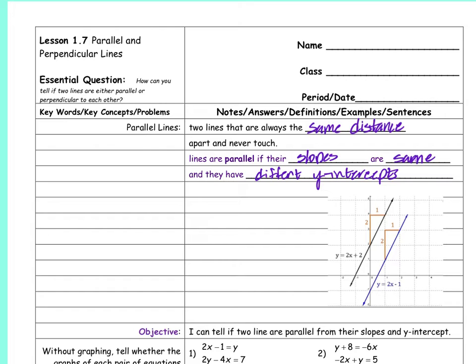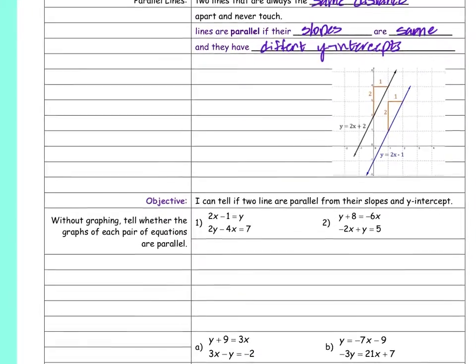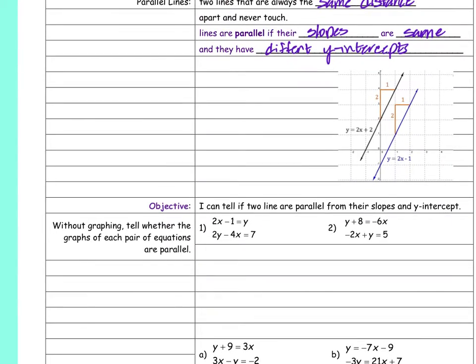We're going to use those concepts to tell if lines are parallel or not, without graphing. We're not going to graph them. We're just going to tell whether the graphs of each pair of equations are parallel or not. So I need to find my slope and my y-intercept.